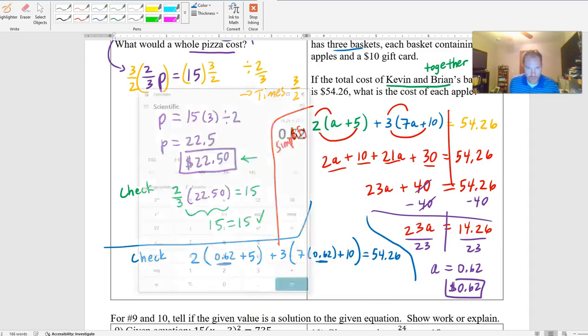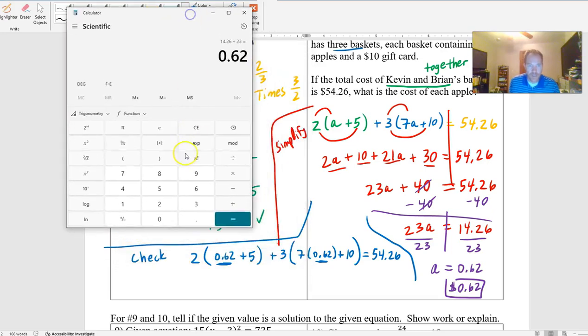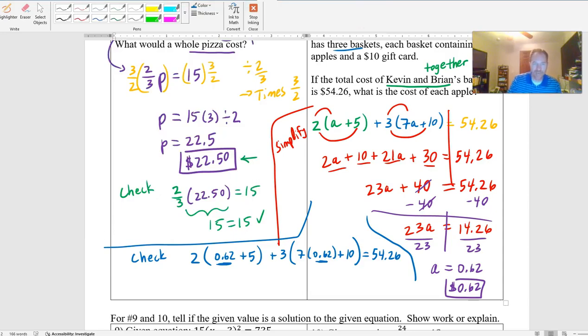So let's see if we do, let's scoot this up a little bit. If I do 0.62 and I add the 5, this basket is worth $5.62, but I'm going to double that. We're multiplying that by 2. So that's $11.24 for Kevin.